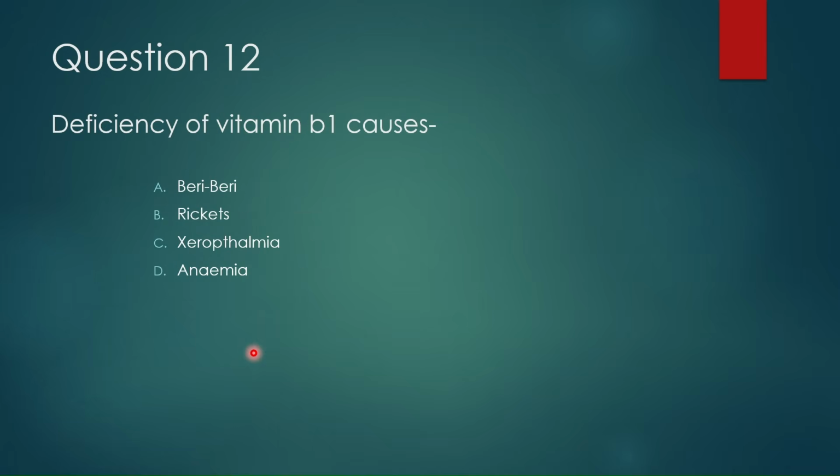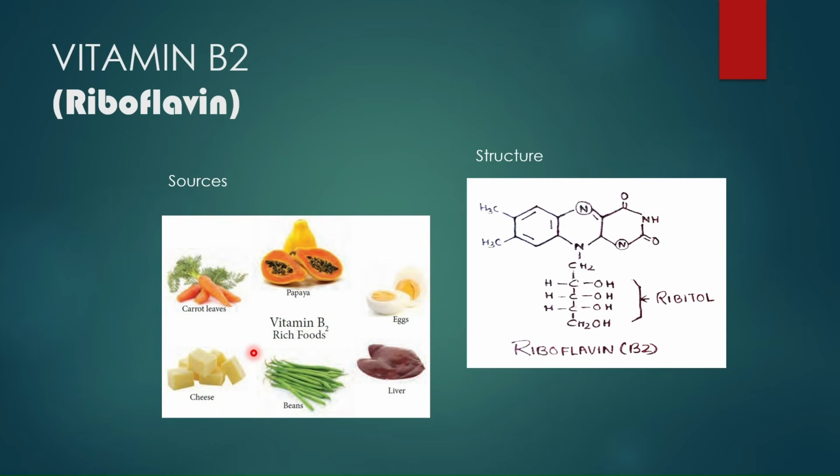Let's move to our next member of vitamin B complex, that is vitamin B2, also known as riboflavin. The most striking feature in the structure of riboflavin is the orbital ring, as you can see here. Sources of riboflavin include liver, dark meat, eggs, papaya, seeds, beans, carrot, etc.